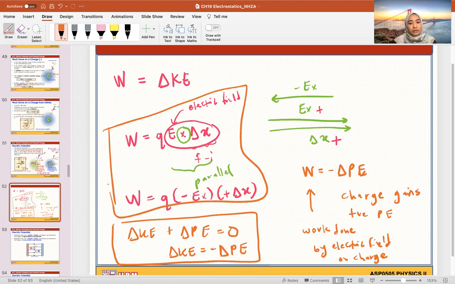Remember, Ex and delta x have to be parallel. What else? Is there anything else that I missed?